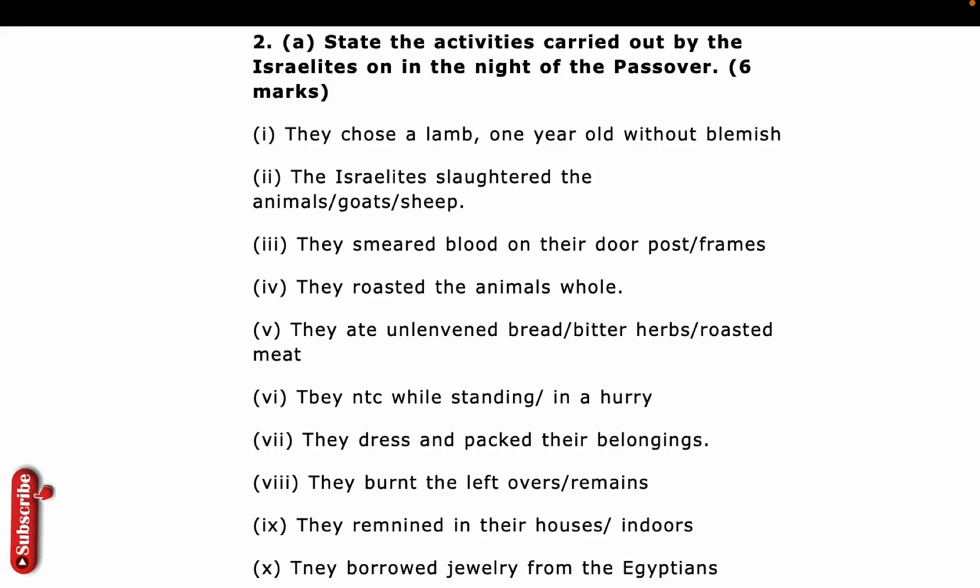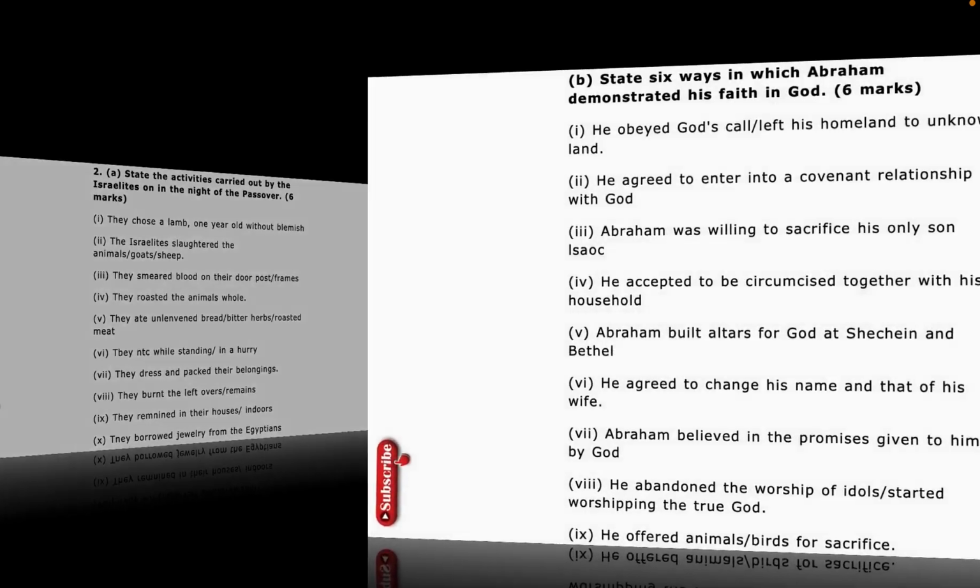They ate it while standing to show that they were in a hurry. They dressed and packed their belongings. They burnt their leftovers. They remained indoors. They borrowed jewelry from the Egyptian women. So the Israelite women borrowed jewelry from the Egyptian women.